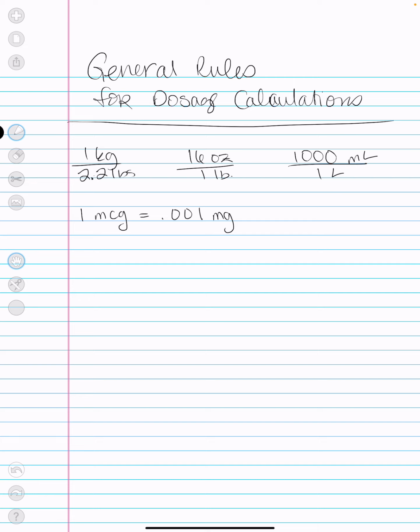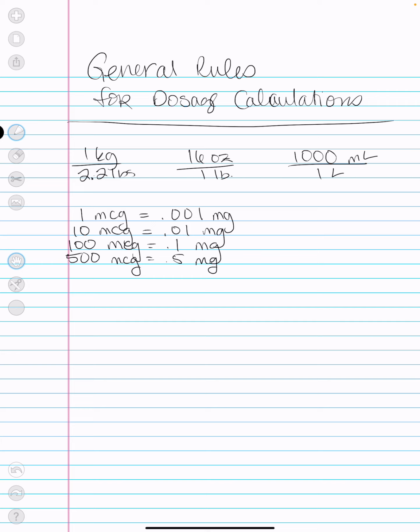So if we have 10 micrograms, that's the same as 0.01 milligrams. And if we have 100 mics, then that's 0.1 milligram. 500 mics is 0.5 milligram. You'll see medication saying something like 1 mic per kilogram per day or 20 mics per kilogram per day.